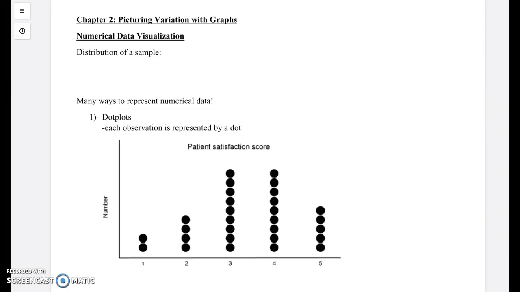All right, guys. So in this video, we are going to talk more about statistics, but now we are going to do picturing variation with graphs. So what we did this past week, we talked about data. What is a population? What is a sample? How do we acquire data? Why is it useful? And all that good stuff. Also, we talked about sampling.